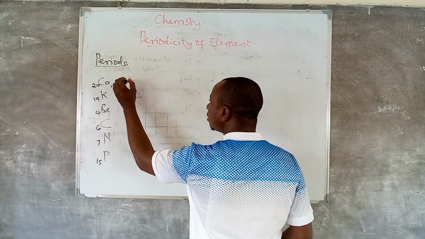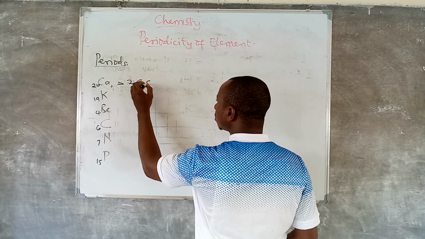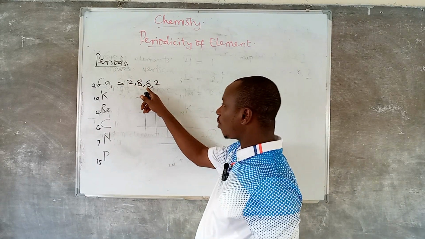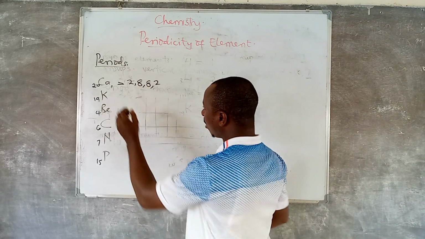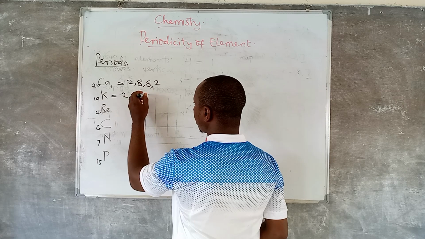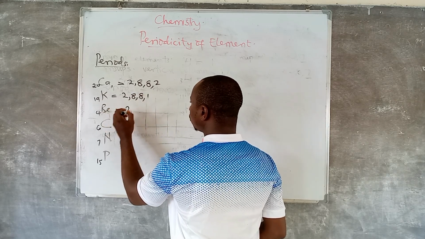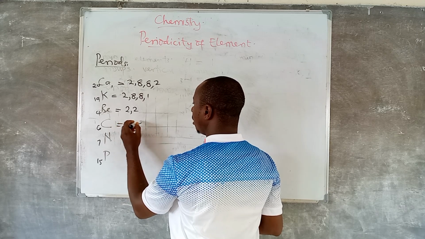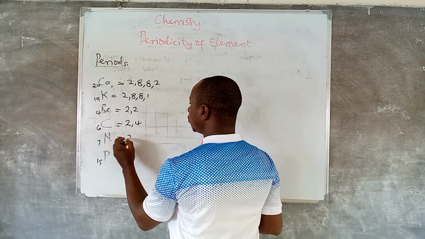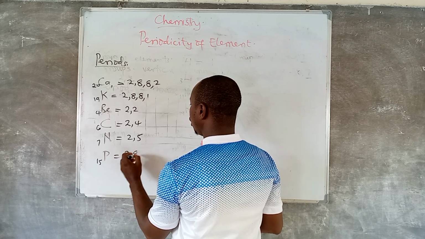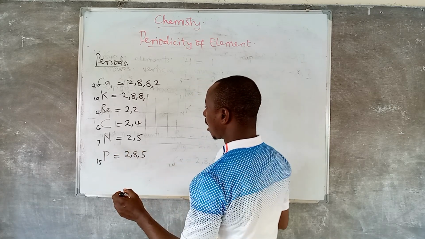So calcium now is 2, 8, 8, 2. Remember, the first shell is 2, the second is 8, the third is this, and the fourth is that one now. Potassium is 2, 8, 8 and what? 1. Beryllium, 2 and what? 2. Carbon, 2 and 4. Nitrogen, 2 and 5. Phosphorus, 2, 8, and 5.